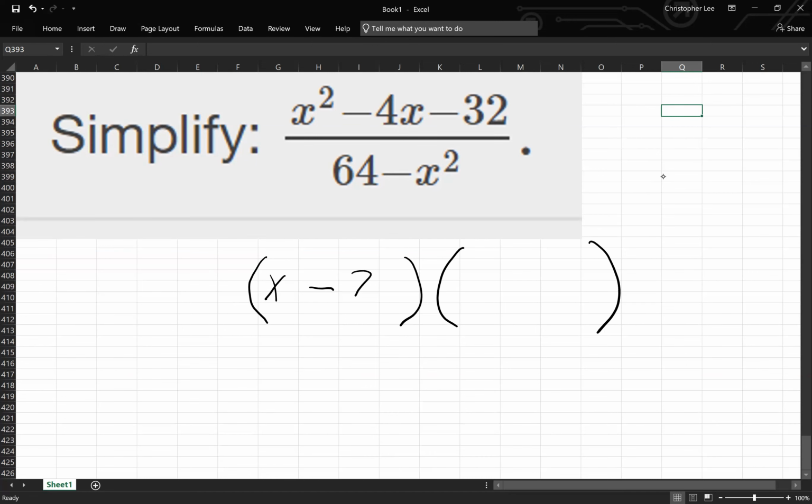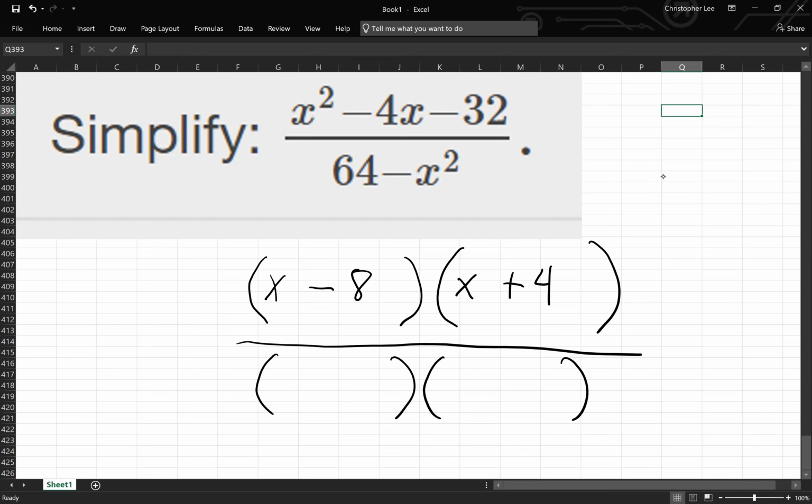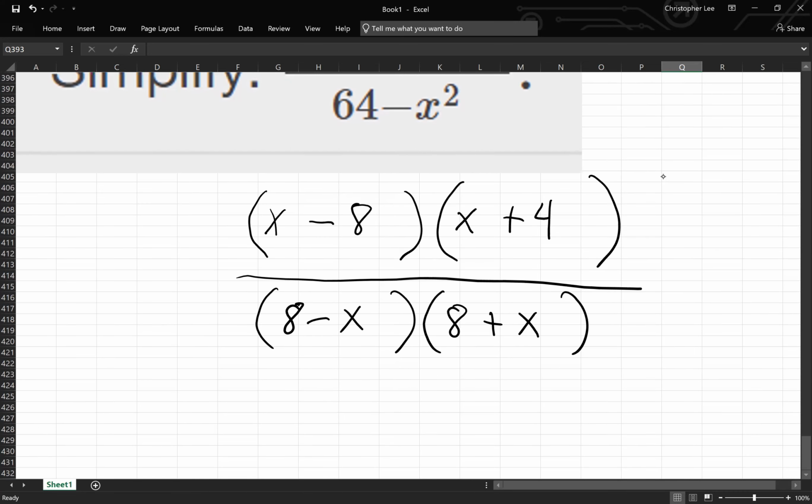Okay. -8 and +4. I like that. All right. So what about the bottom? 8 minus x, 8 plus x. Very good. All right. X plus 4 over 8 plus x. Okay, close, close, all right?